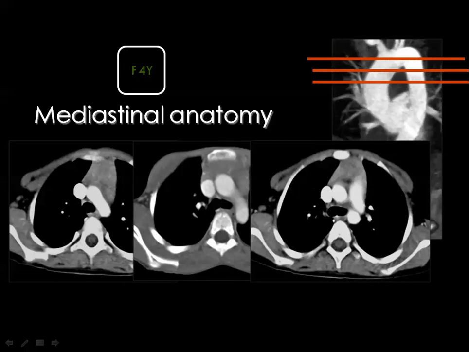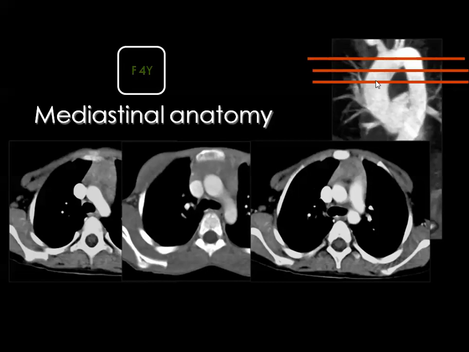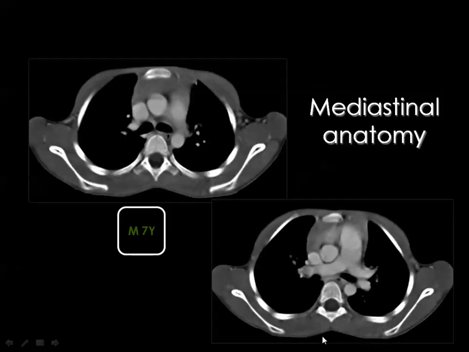Then if you go more down, you will see the ascending aorta, the descending aorta, and the gap in between. This gap will be occupied by the pulmonary artery. And here, this is the ascending aorta, this is the descending aorta, and this is the beginning of the pulmonary artery. And of course, you know that this is the superior vena cava. The superior vena cava is seen here and here and here until you reach the cardiac chambers.